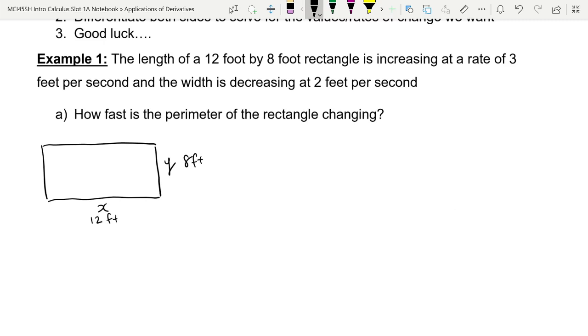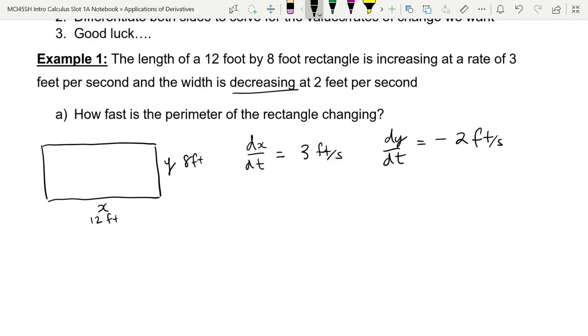But I know that that's going to change. Why do I know that's going to change? Because I know that the change in x with respect to time is increasing at 3 feet per second. And I know that the change in this y is decreasing at 2 feet per second. So I'm going to call that a negative because it's getting smaller.